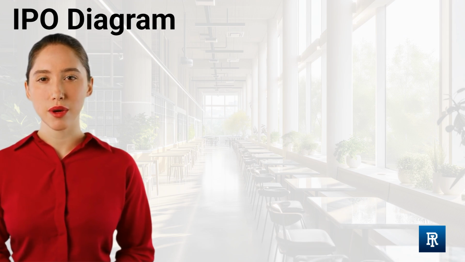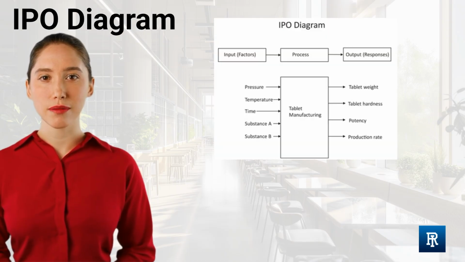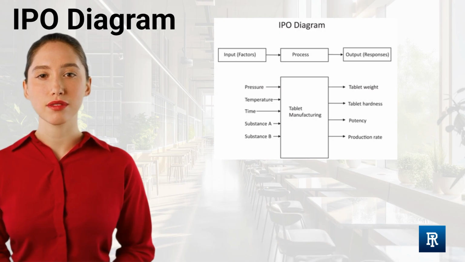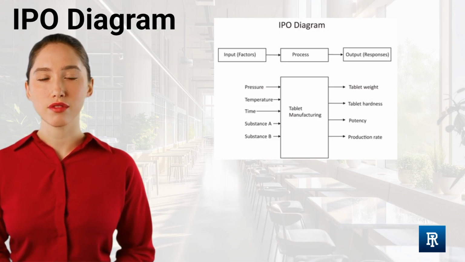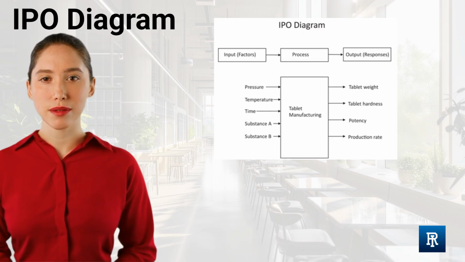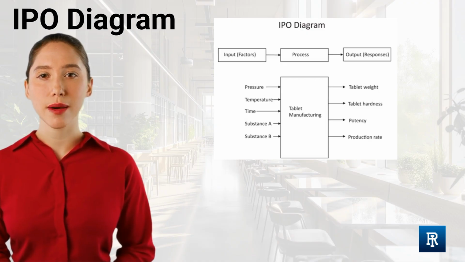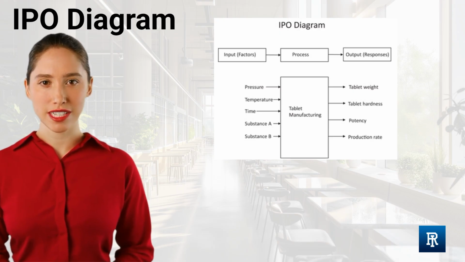In Lean Six Sigma, we often refer to inputs as X variables and outputs as Y variables. The process acts as the transformation engine between these. For example, in a pharmaceutical company producing tablets, inputs might include raw materials like active ingredients, excipients, and packaging. The process includes mixing, pressing, and coating. The output is the finished tablet, measured for uniformity, weight, and compliance with regulatory standards.